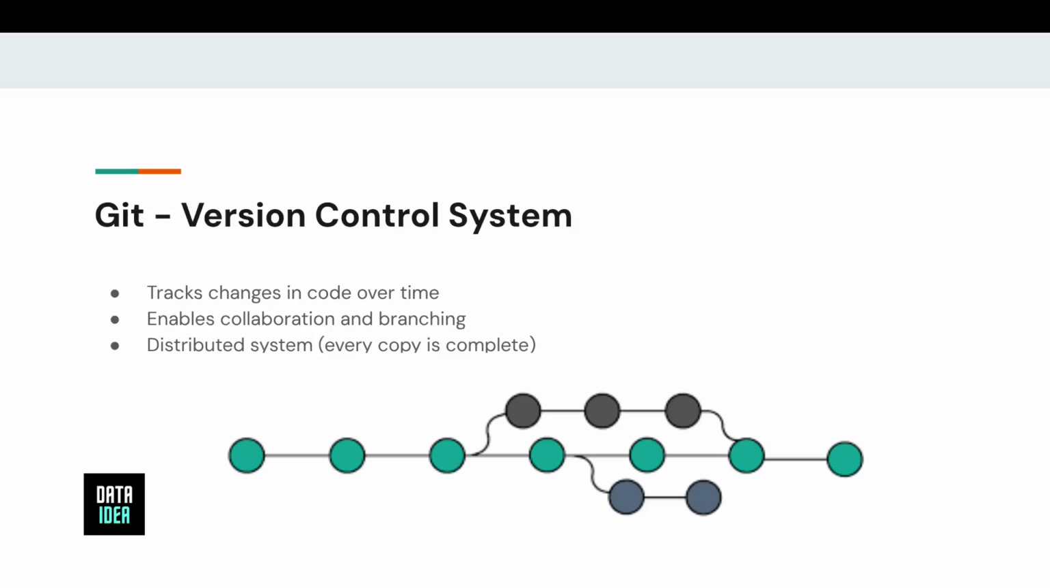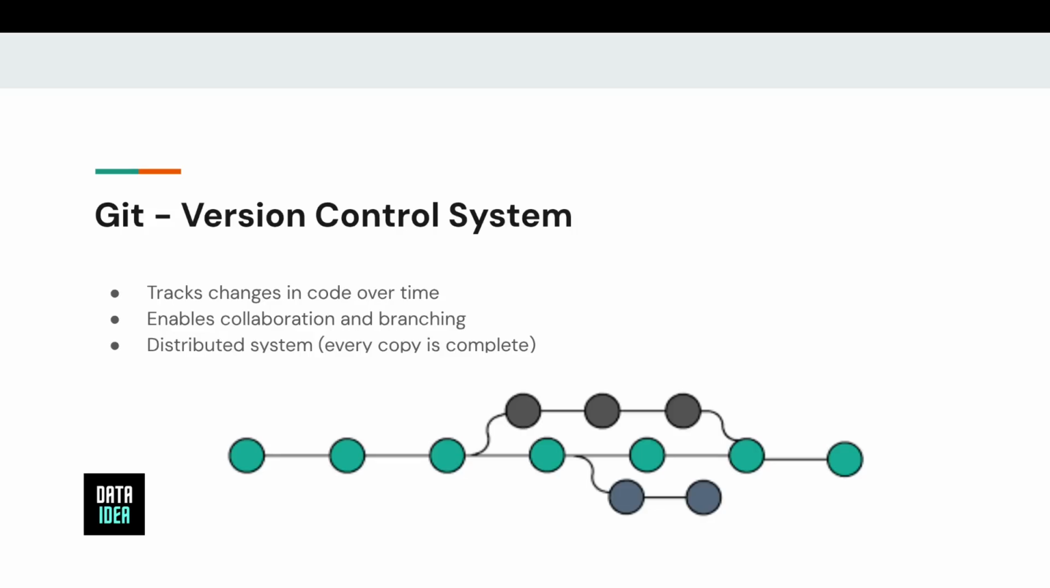And to begin with, Git. Git and GitHub, sometimes confused, are not the same. Git is usually an offline version control system that tracks changes in your code over time, and this also enables collaboration and branching, which I'll talk about later, in a distributed way.